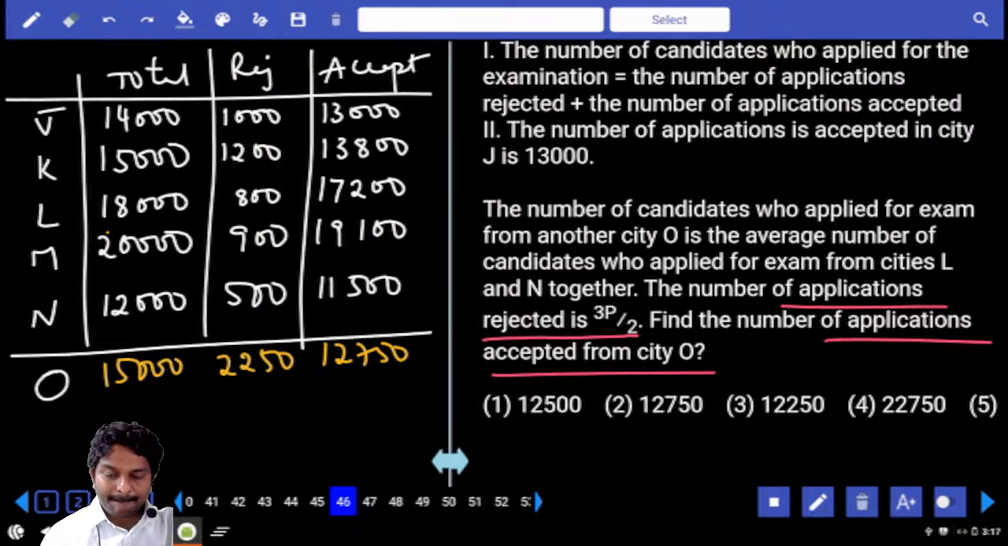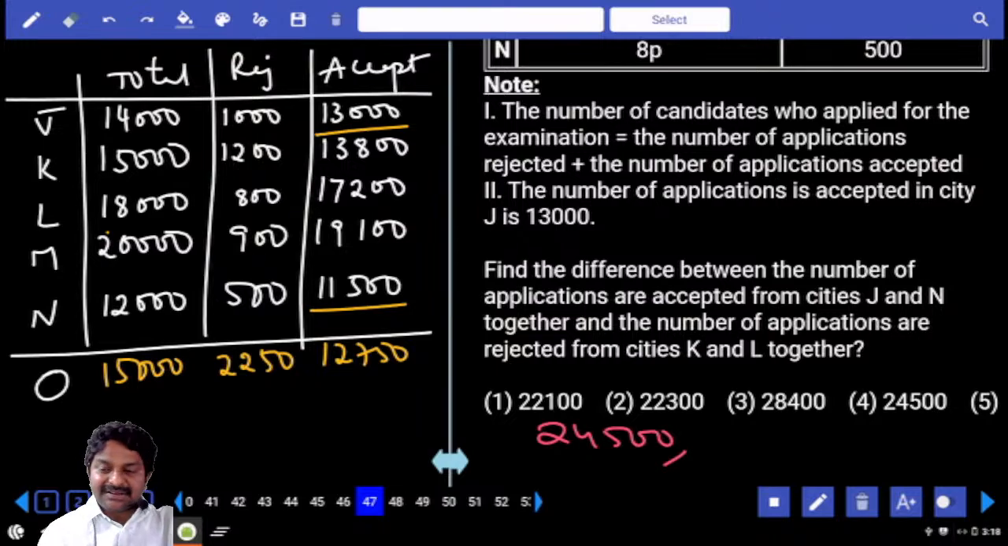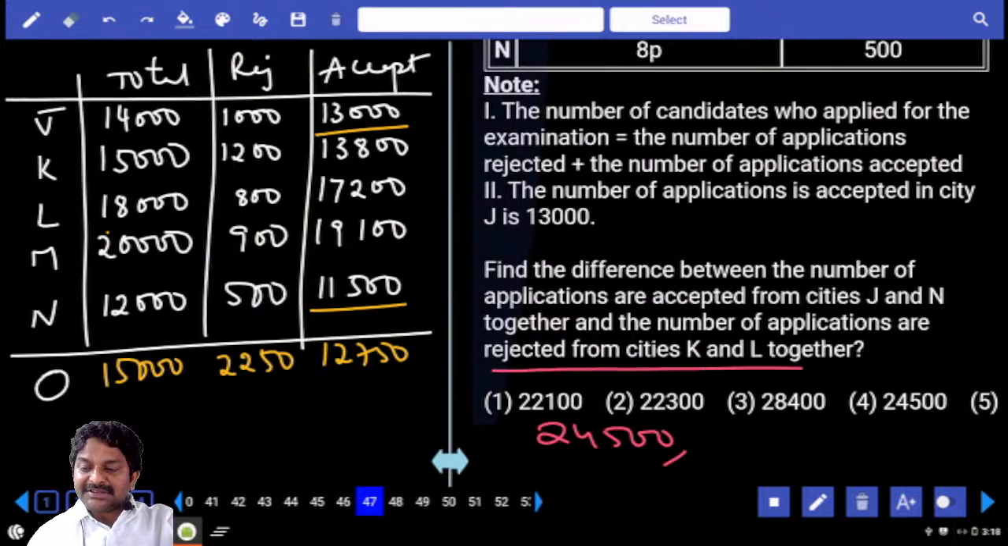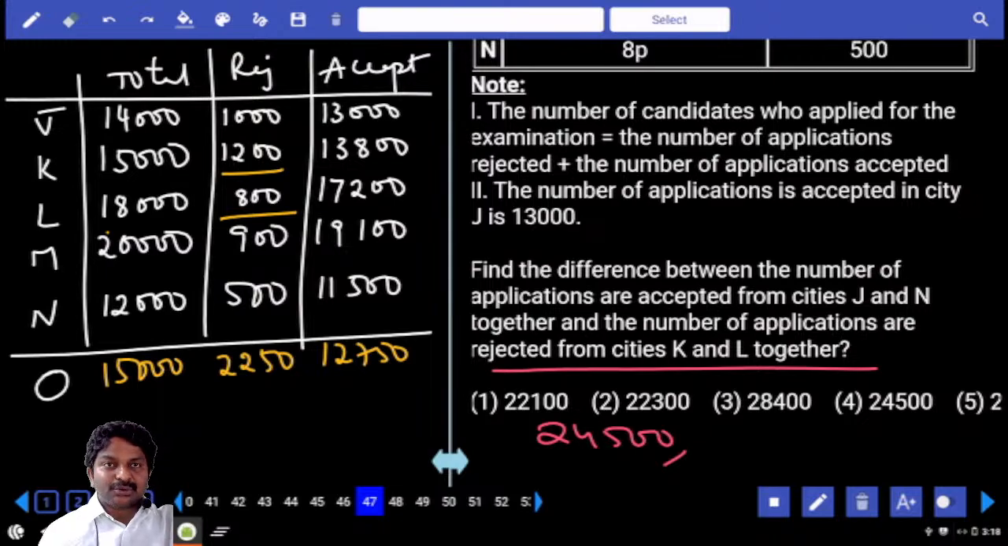Yes. Find the difference between number of applications accepted from cities J and N together. Accepted from J and N together, 24,500. Difference between this number and applications rejected from K and L together. Applications rejected from K and L together is 2,000. If you subtract 2,000 from 24,500, answer 22,500. Fifth option must be the answer.